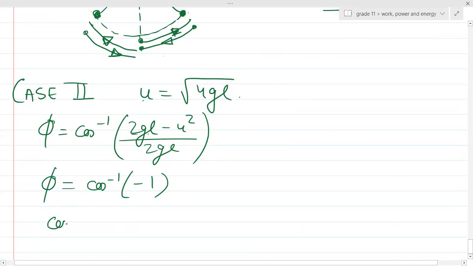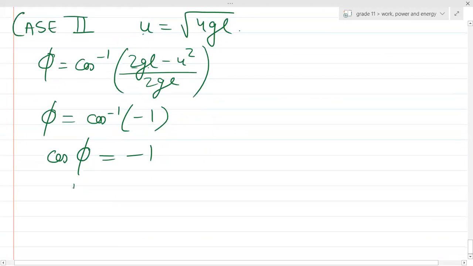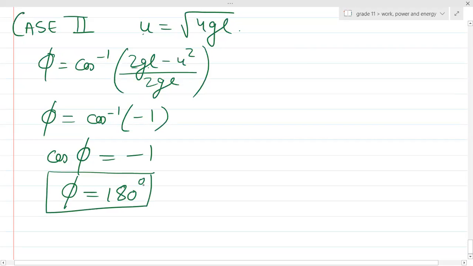Will it be? Yes or no? And when is cos phi minus 1? When phi is 180 degrees. That implies the angular amplitude is 180 degrees. But what about beta?